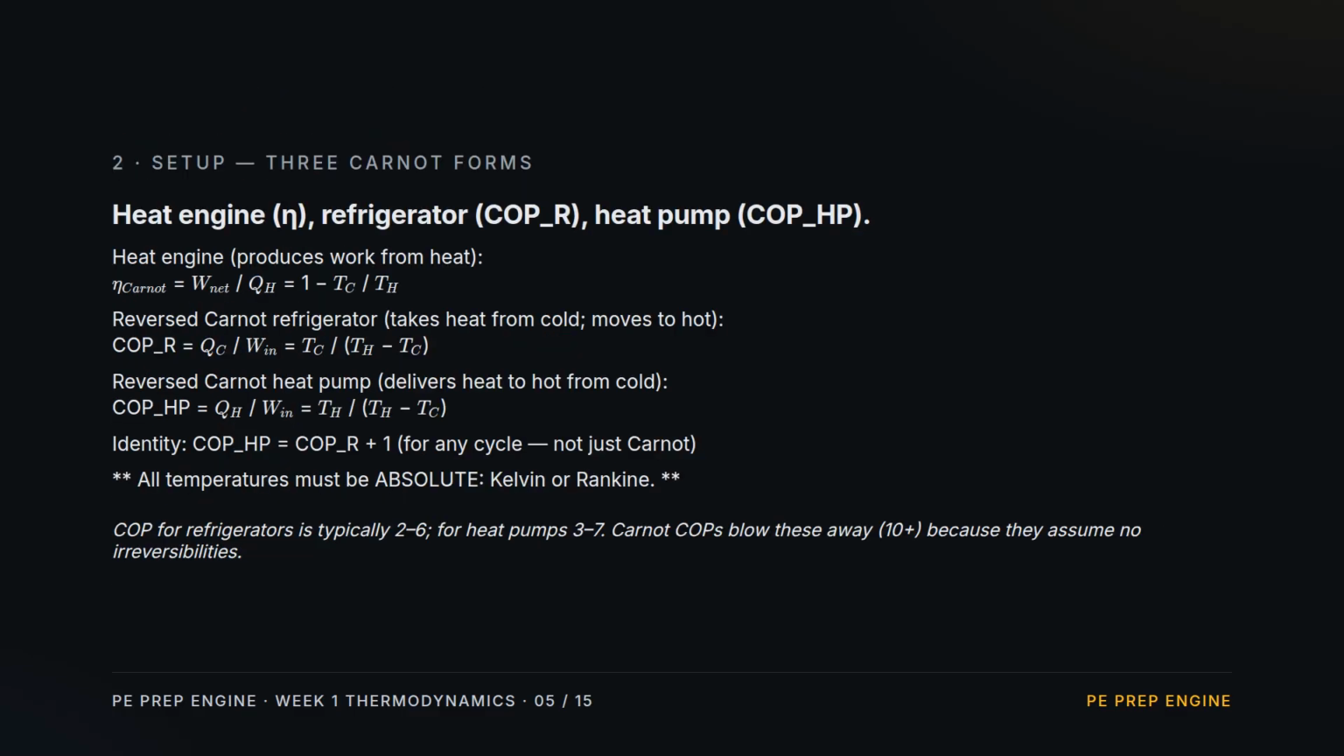Setup. 3 Carnot forms. Heat engine, efficiency is 1 minus TC over TH. Refrigerator, COPR, is TC over TH minus TC. Heat from the cold space over work in. Heat pump, COPHP, is TH over TH minus TC. Heat to the hot space over work in. An identity for any cycle. Heat pump COP equals refrigerator COP plus 1. Absolute temperatures mandatory, Kelvin or Rankine. Celsius gives absurd answers, often efficiency above 1, which flags the error.